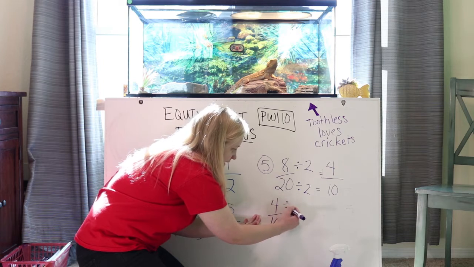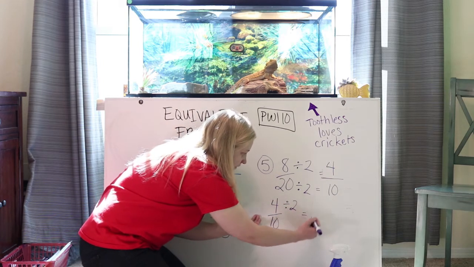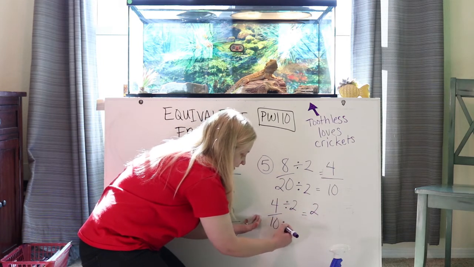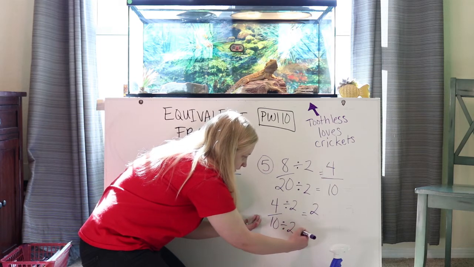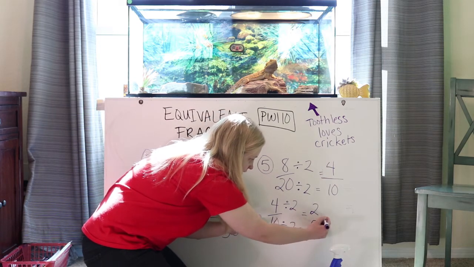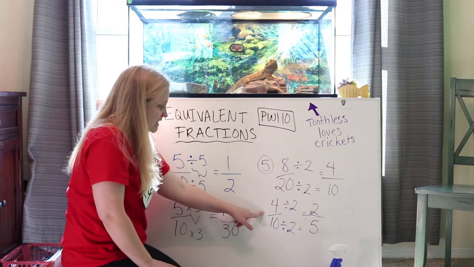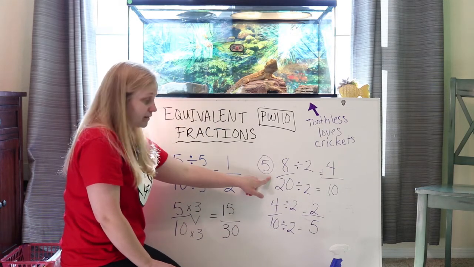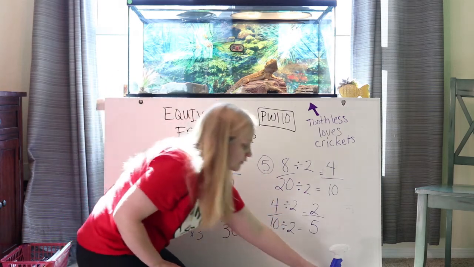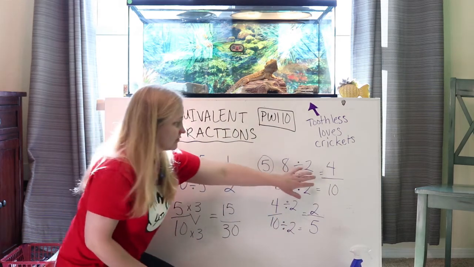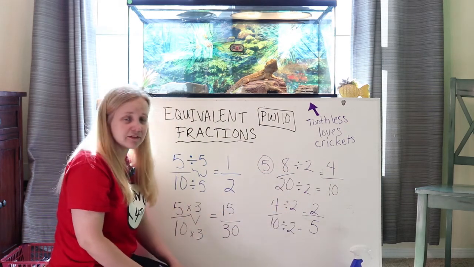4 divided by 2 equals 2. And 10 divided by 2 equals 5. So 2/5 is equal to 4/10, which is equal to 8/20. Those are 3 equivalent fractions. I've just written 2 more for number 5.